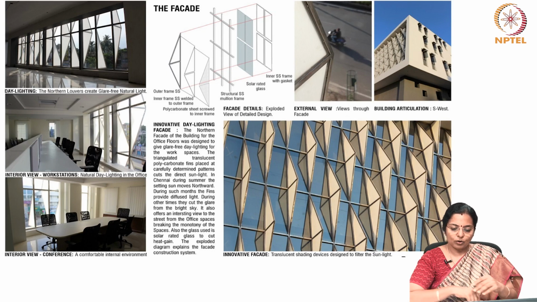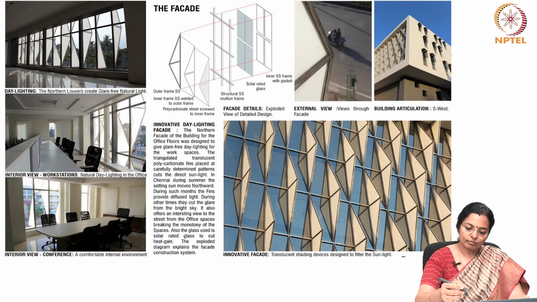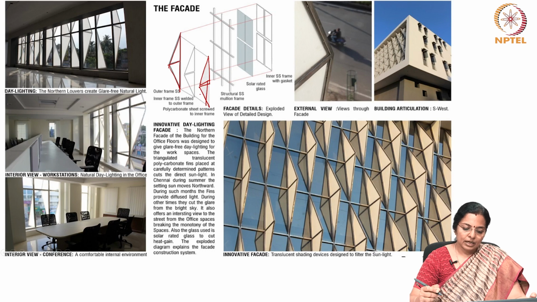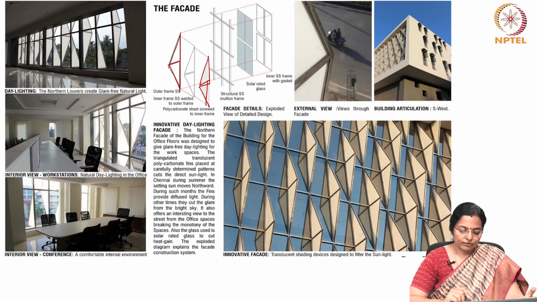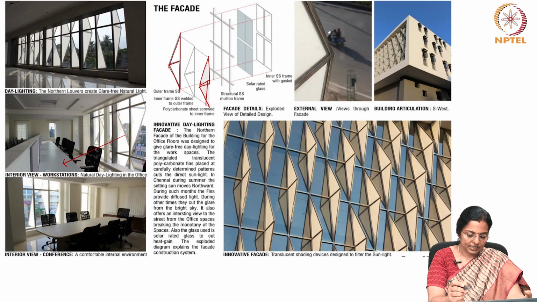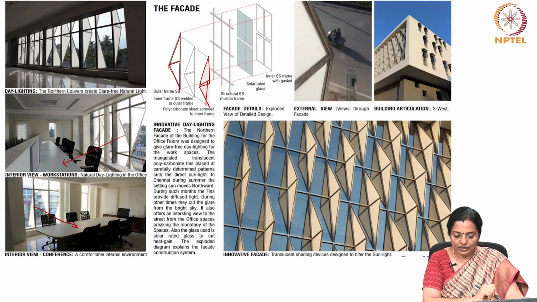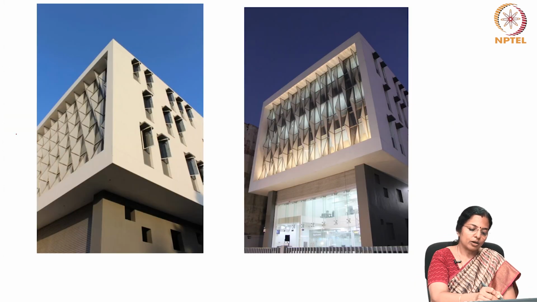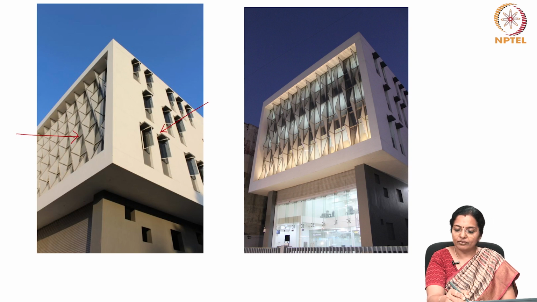So, the northern facade of the building for the office floor was designed with an outer stainless steel frame and a polycarbonate sheet attached to it. Now, these provide glare-free natural lighting, and you can see that there is adequate natural daylight on the workstation as well as in the conference hall. So, this is the north side and the west side view.